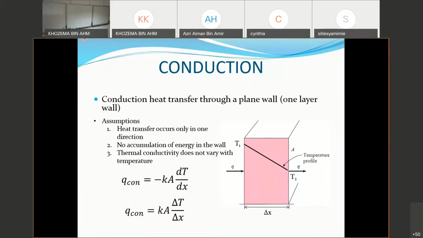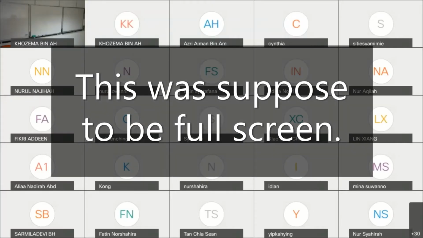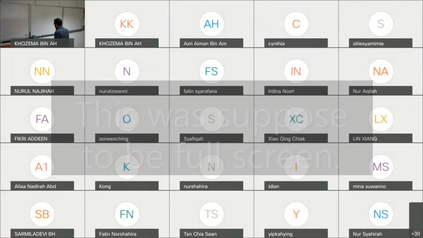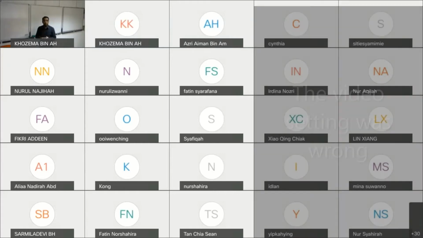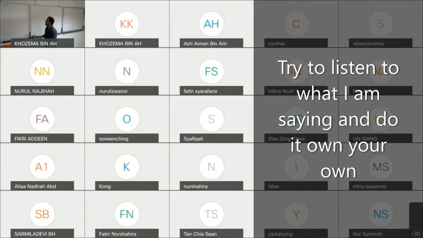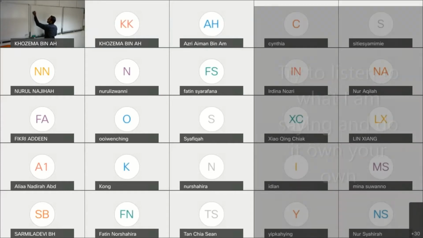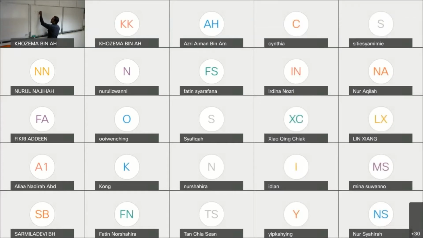So let me show you how I get to this equation. I'm going to stop sharing so I can show you on the whiteboard how we actually get from dT over dx to delta T over delta x. So I'll write the equation again. Q is equal to negative Ka dT over dx. So dT over dx is actually our differentiation. If you want to remove the differentiation, you have to do integration.